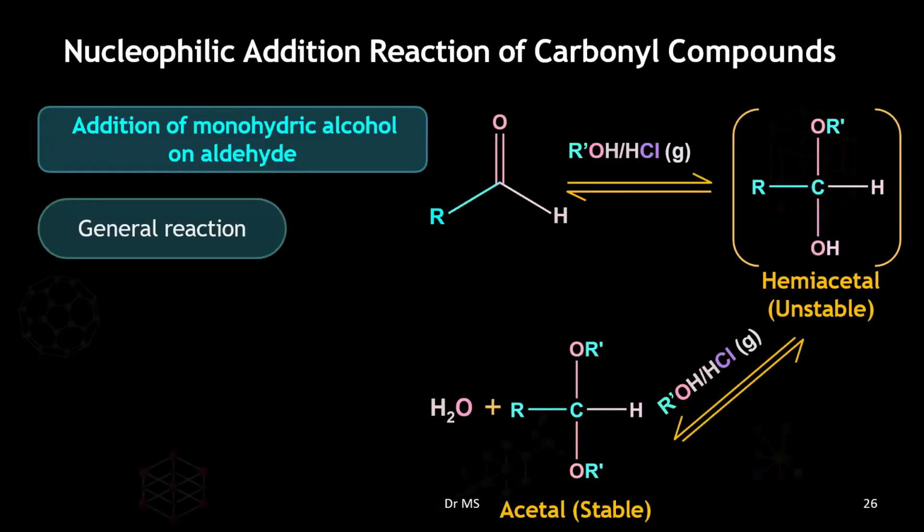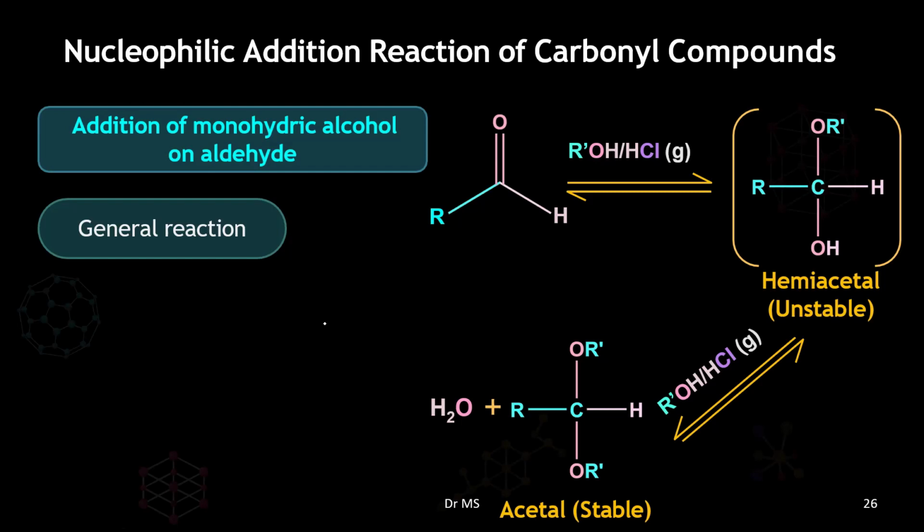So next one, addition of monohydric alcohols on the aldehydes. Okay, so what is this? It's the conversion of an aldehyde to an acetal, and this takes place in 2 steps. There is an intermediate, which is an acetal, which is very unstable. First, let's see how this reaction will happen. So first, the initial reaction.